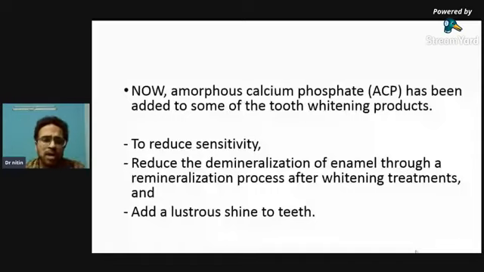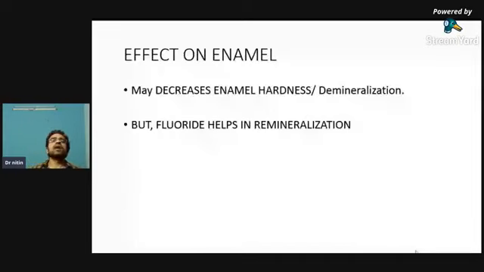desensitization. I'll do it after scaling, also after bleaching, also in routine cases. The results would be great. The patient will never complain of hypersensitivity. Mild sensitivity is fine, but the patient will not complain of hypersensitivity.